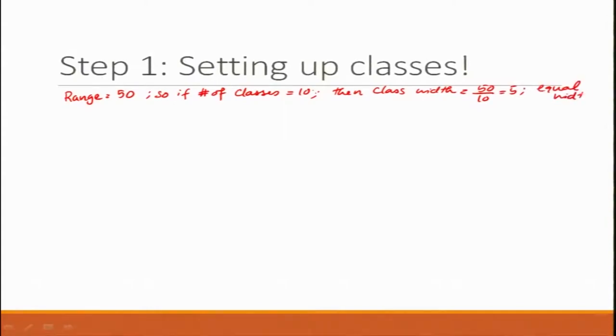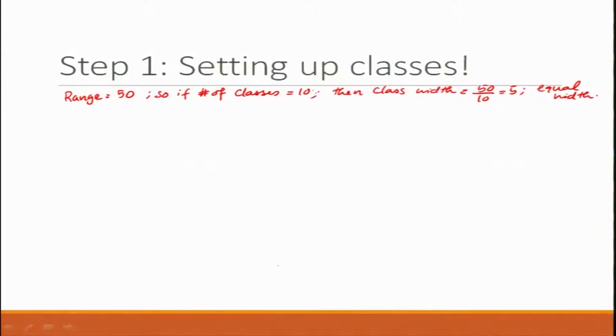Okay. So, the first thing we need to do is, since we know that the range was found out to be 50, if the number of classes is equal to 10, then class width will be 50 by 10 equal to 5, equal width. So, you would have 10 classes of the equal width.